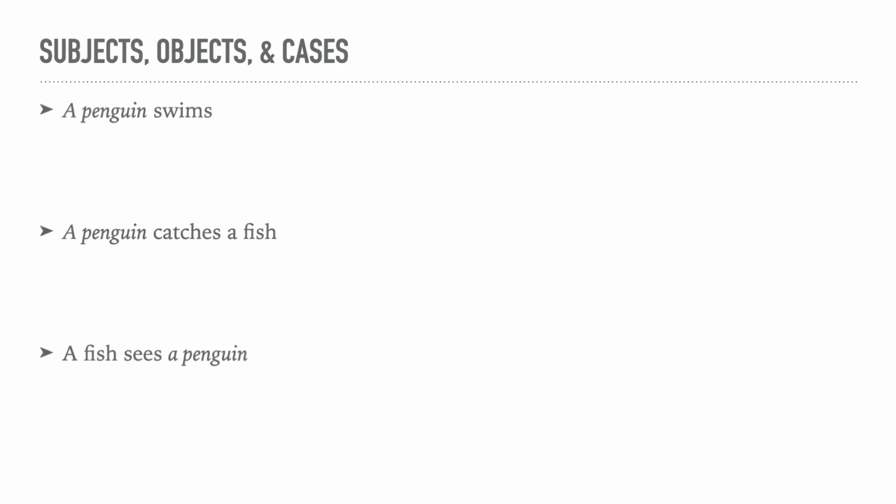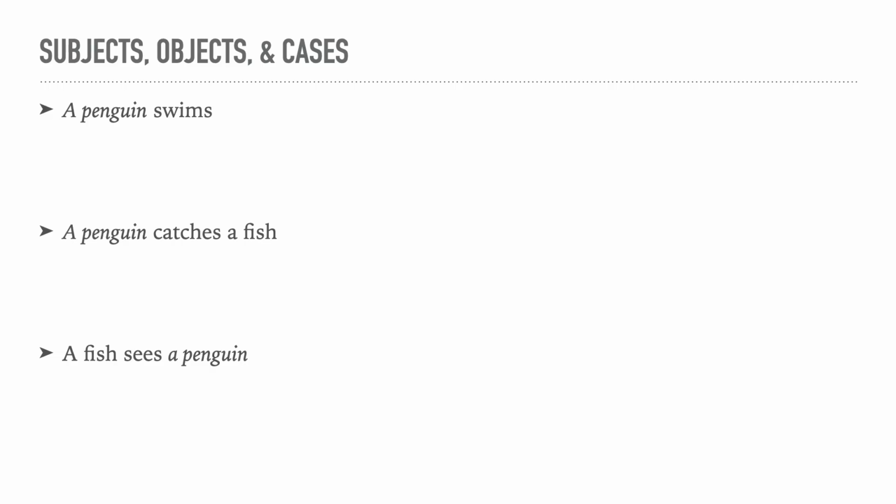So with all of these ideas in mind, swimming around in our heads, let's have a look at some examples that hopefully will make it really clear why these things matter. If we're to look at straightforward English sentences like we did earlier, a penguin swims, a penguin catches a fish, a fish sees a penguin. We can see that in every situation, a penguin never changes.